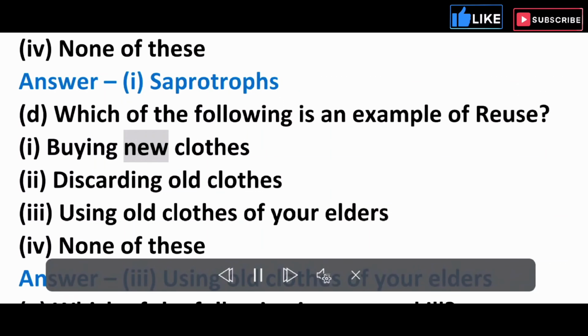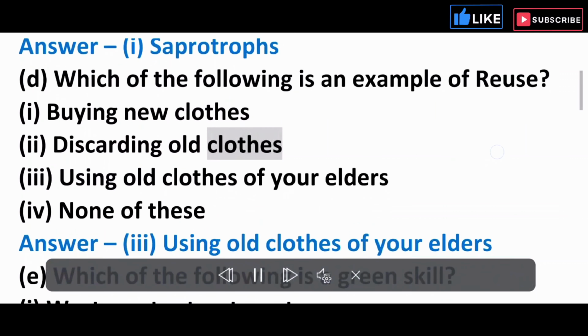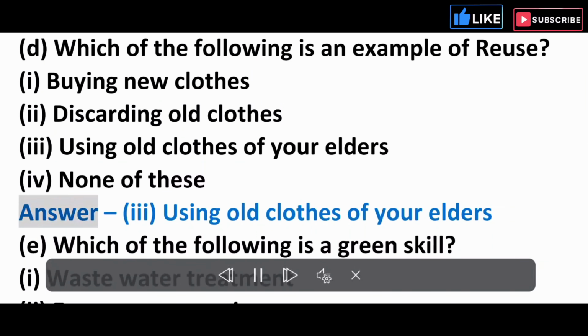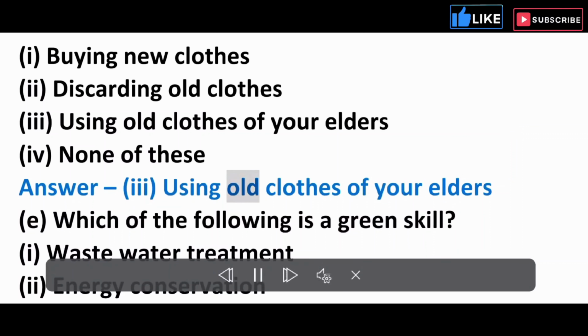D. Which of the following is an example of reuse? I. Buying new clothes. II. Discarding old clothes. III. Using old clothes of your elders. IV. None of these. Answer: III. Using old clothes of your elders.